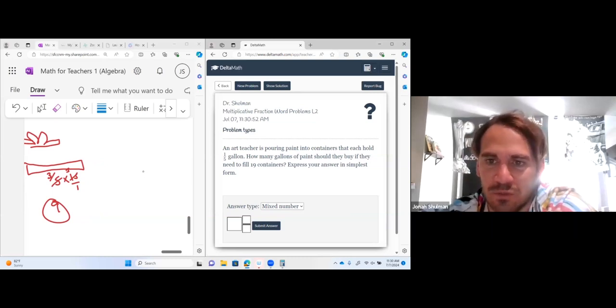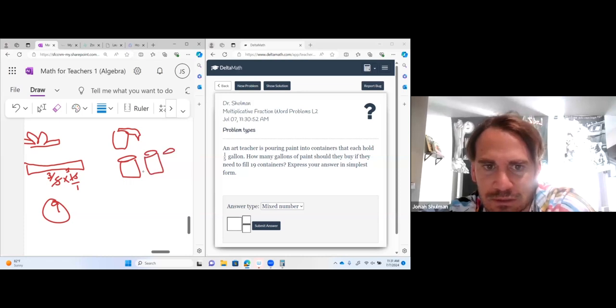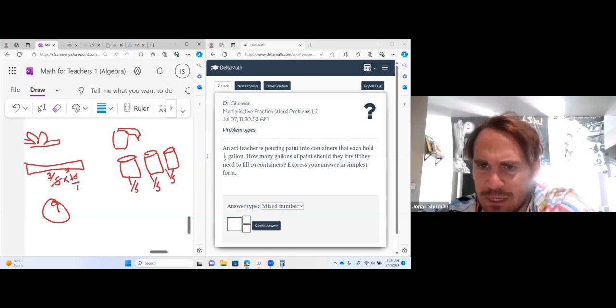Now our teacher is pouring paint into containers. I always like drawing pictures, even though I'm bad at it. So we're pouring the paint into containers that each hold 1/5 of a gallon. How many gallons of paint should they buy if they need to fill 19 containers?